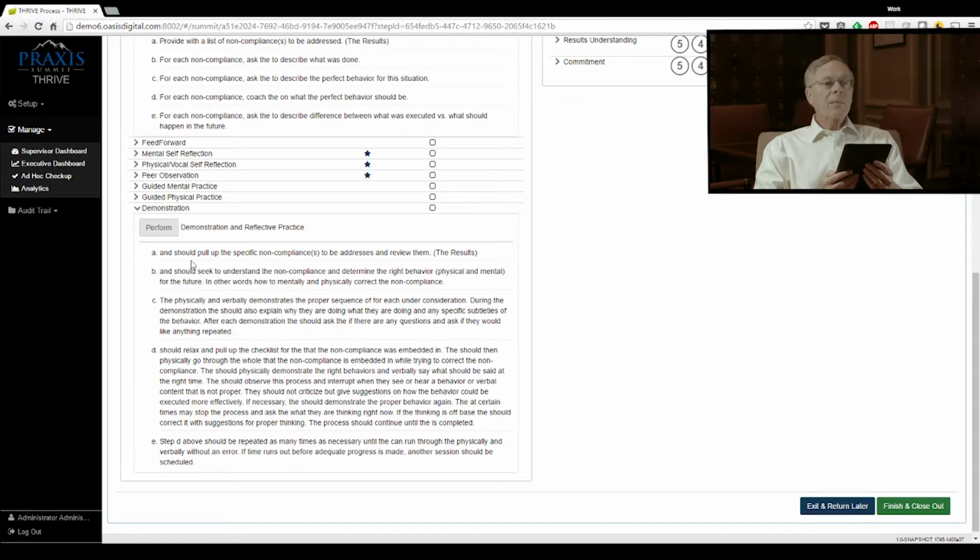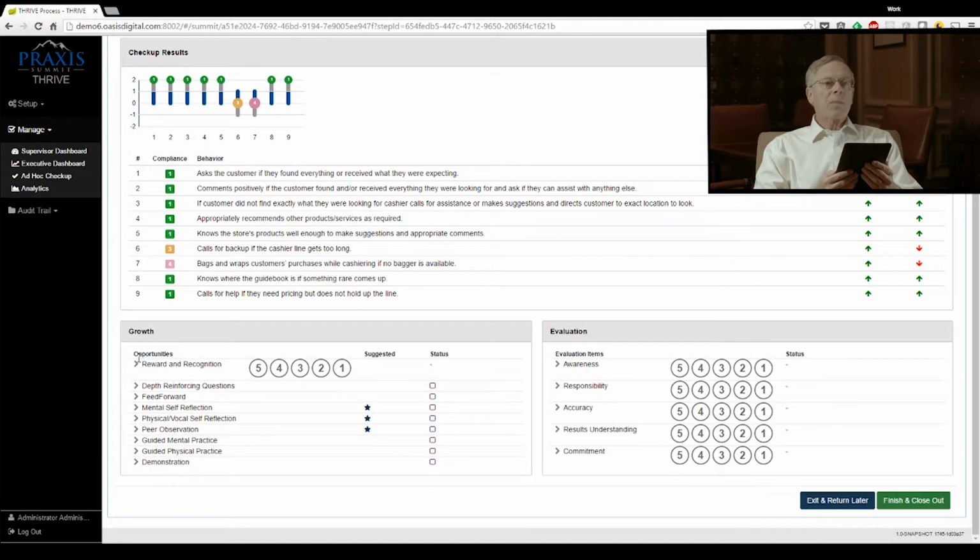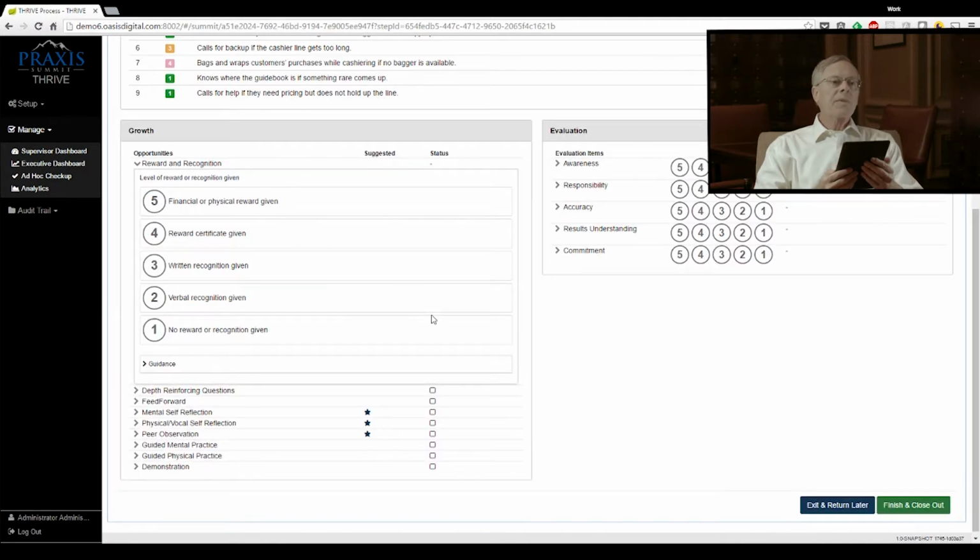The first one is simply a reward and recognition. It's very possible that the employee performed at a high level. There were no deficiencies identified, and we feel it's important that the employee be recognized for that. Some organizations may want to go so far as to go beyond a recognition and give a reward, so we provide that opportunity in that section. The next section is depth reinforcing questions.